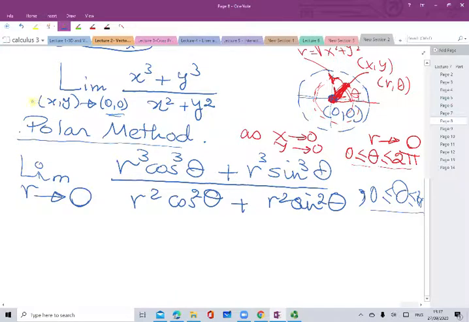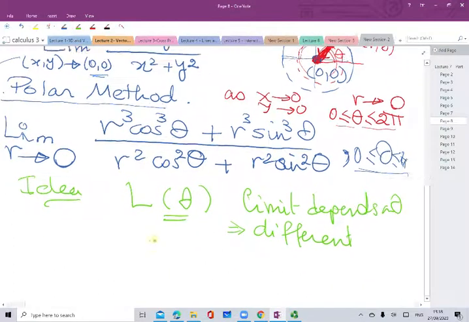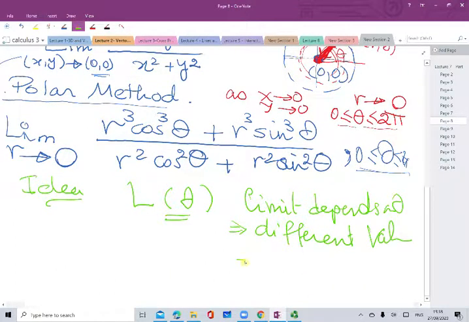This must be really understood. When you transform from xy to r theta, the limits are transformed to r tends to 0 and theta from 0 to 2 pi. Now it should be clear: if I got the limiting value and it turned out to be a function of theta, then the limit depends on the angle you're standing on. Then you will have different values as theta changes from 0 to 2 pi, and the limit does not exist. This is the main concern.